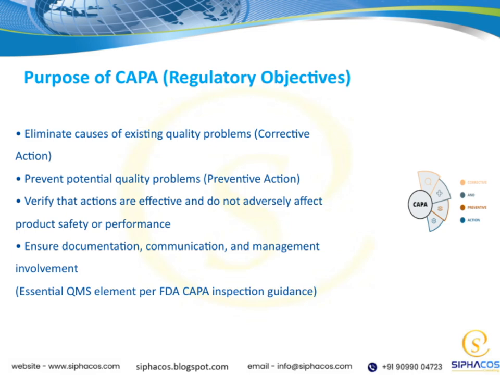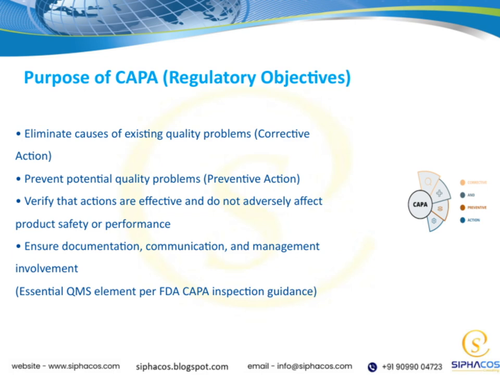This proactive approach is about identifying possible risks before they impact product quality. Another key point is verifying that the actions we implement are actually effective. We need to ensure these actions improve quality without negatively affecting product safety or performance. This validation step is vital to maintaining trust and compliance.